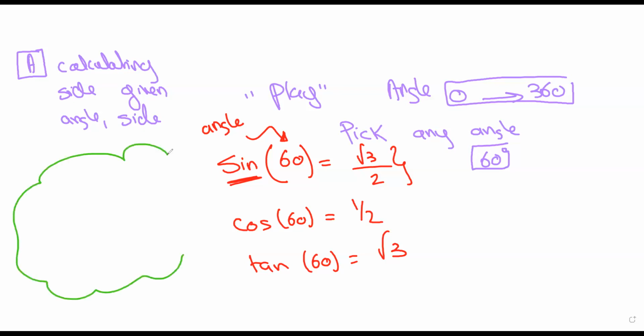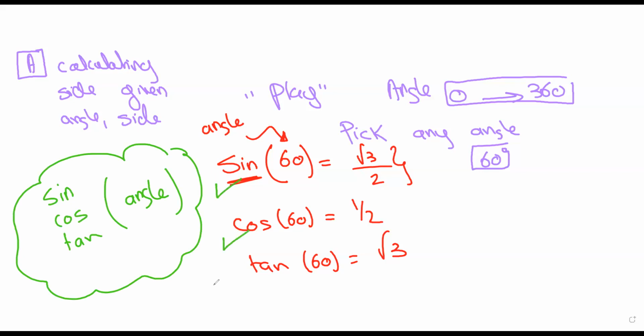Okay? What I want to say is that next to the sine word and the cosine and the tan, there must be an angle given. All the angles in math have a sine value stored on the calculator, a cosine value stored on the calculator, a tan value stored on the calculator.